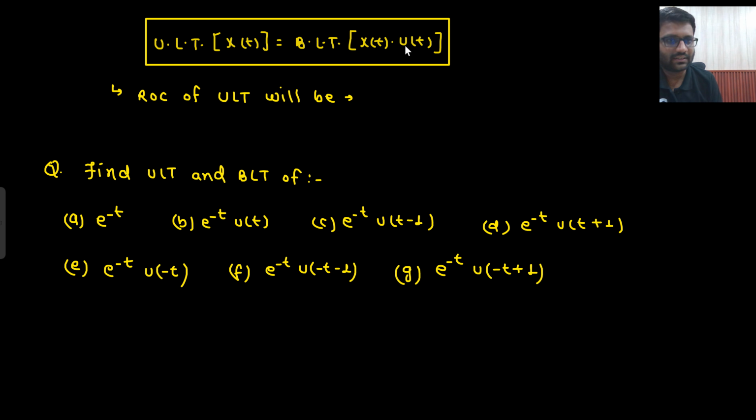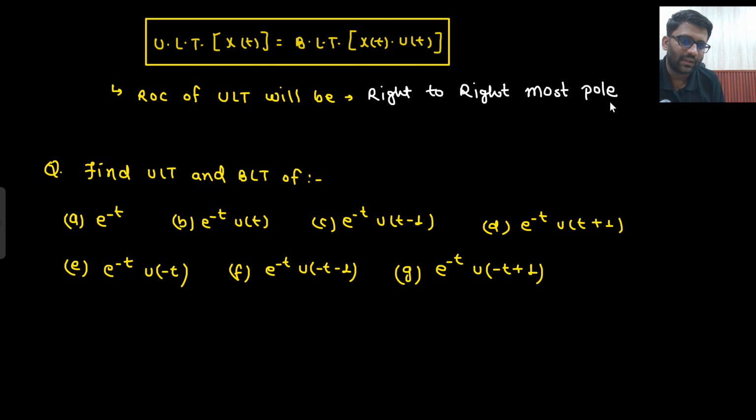So you will multiply your x(t) signal with u(t) and then calculate its Laplace transform, and the ROC of the unilateral Laplace transform will be right of the rightmost pole. Why is it right of the rightmost pole? Because u(t) is multiplied, and if you multiply u(t) with any function, it will surely look towards plus infinity. So the ROC will also look towards plus infinity only. So, right of the rightmost pole.